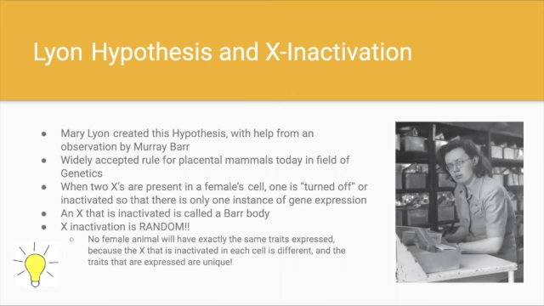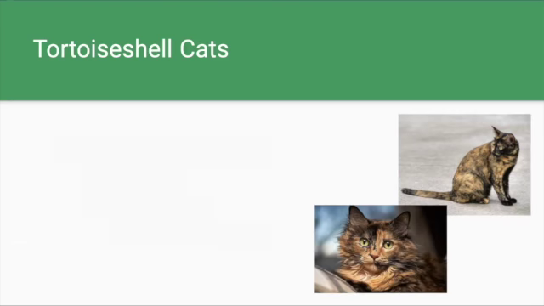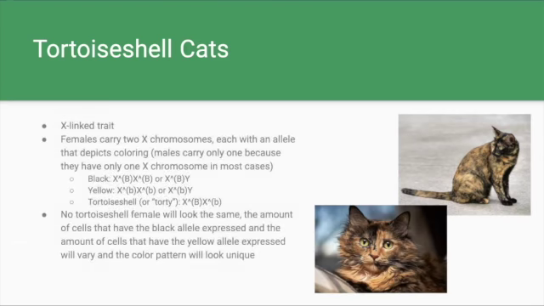X-inactivation is random. This is a super important keynote, and that means that no female animal will have exactly the same traits expressed because the X that is inactivated in each cell is different, and the traits that are expressed are unique. Tortoiseshell cats are unique, beautiful creatures that have a mixture of mottled black and bright orange-yellow fur. This is because of X inactivation occurring as the tortoiseshell color is linked to the X chromosome.